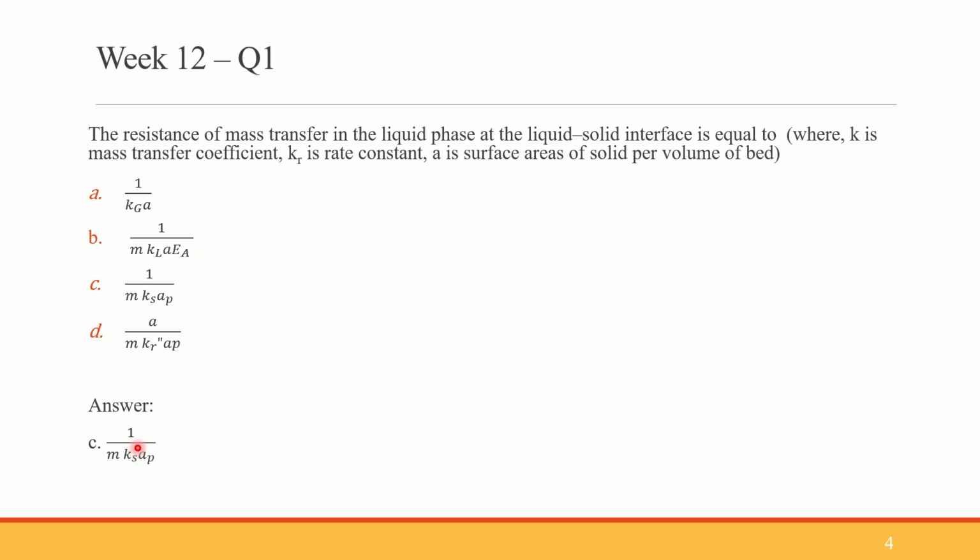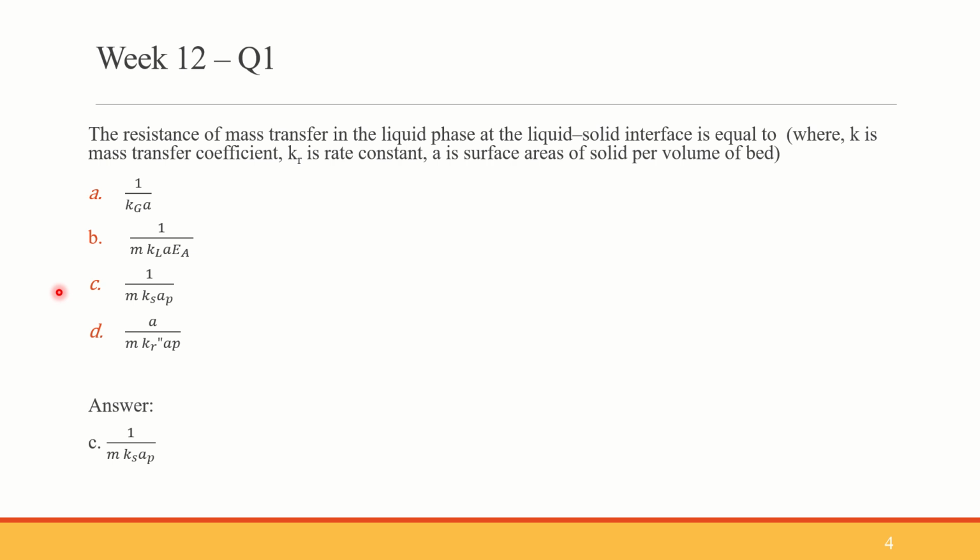So it is liquid solid interface and the resistance of mass transfer in the liquid phase. This is for gas, and this is for gas liquid interface. This is liquid solid interface, and this is when reaction happens inside the system. So option A is for gas solid, and it is gas liquid interface, and it is liquid solid interface, and this is when reaction happens inside the system. So therefore, since our question is about resistance of mass transfer in the liquid phase at the liquid solid interface, it is option C. Option C is the right answer.